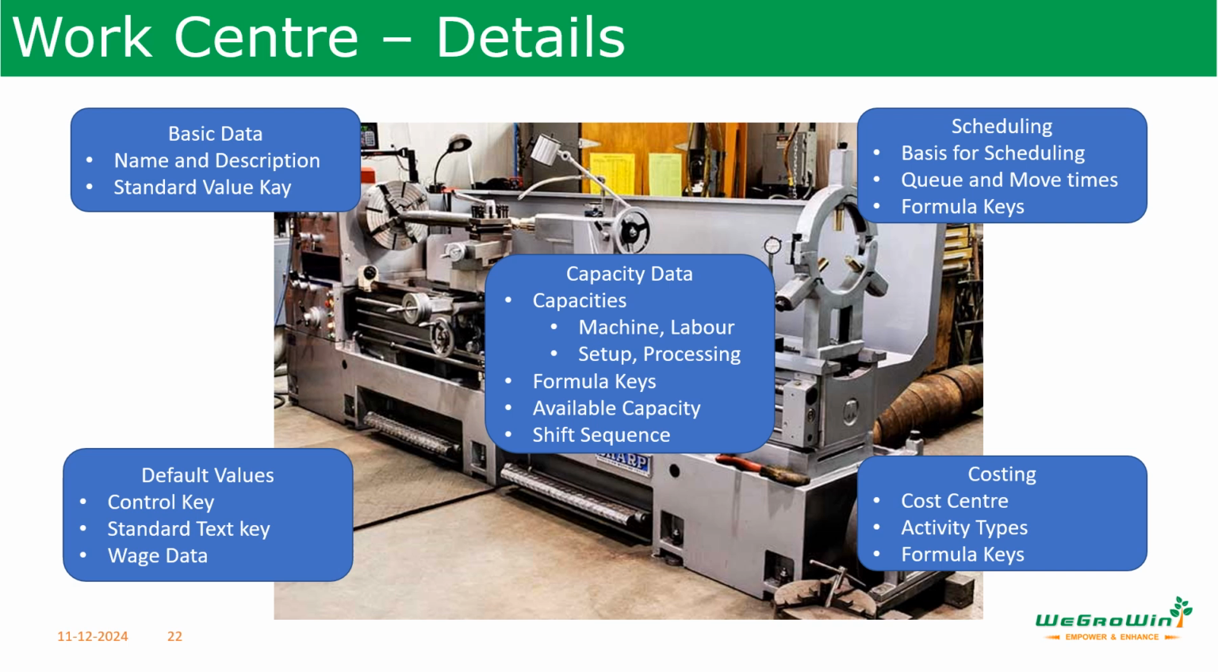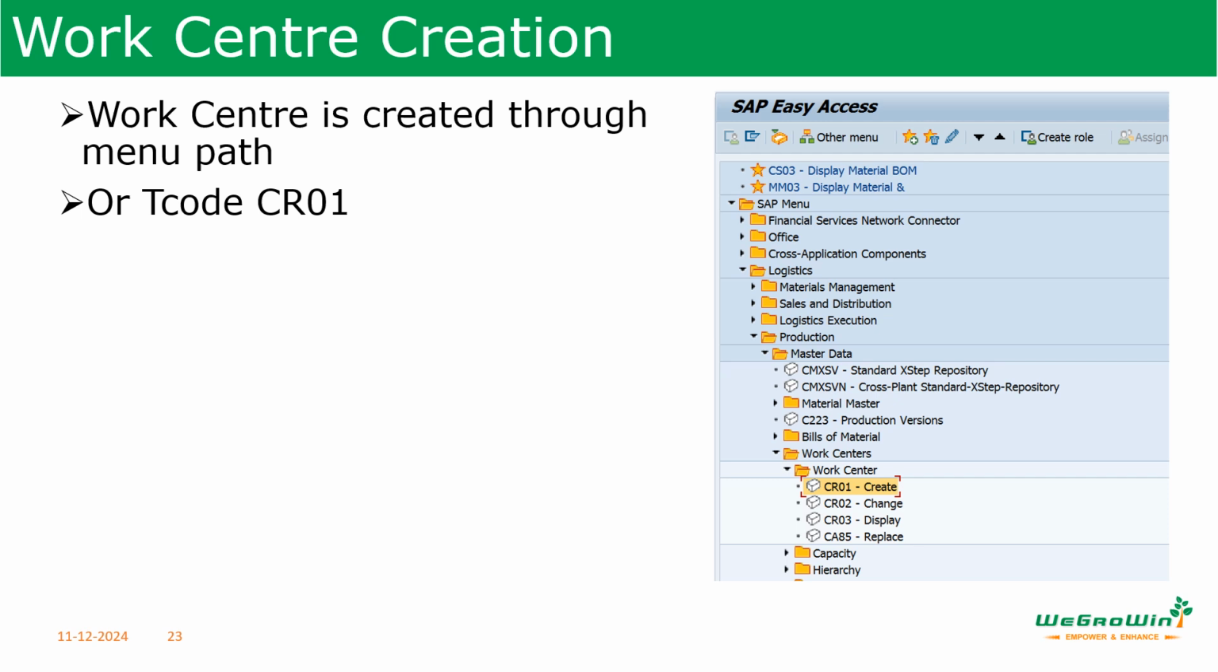So the costing view links the work center and the cost centers, right? These are the various screens which are available in work centers. Now let us see them one by one. How to create a work center? A work center is created through the menu path shown here, or simply T code CR01, right?